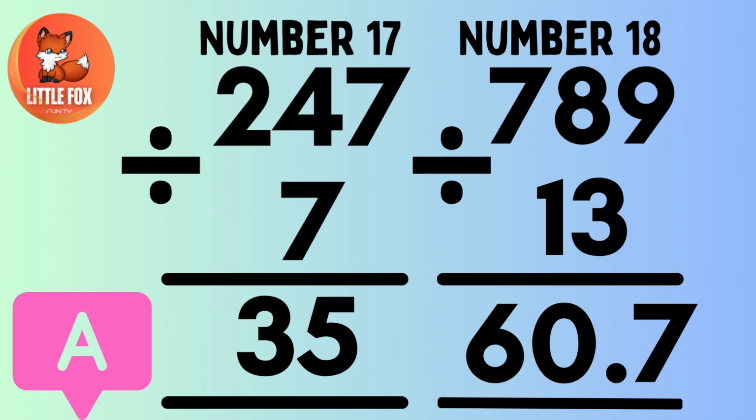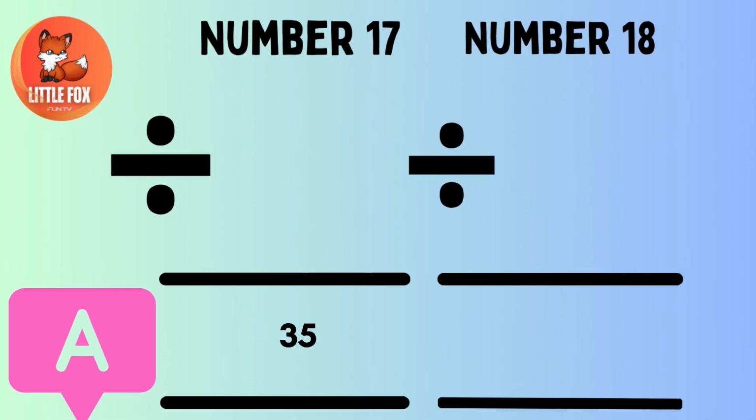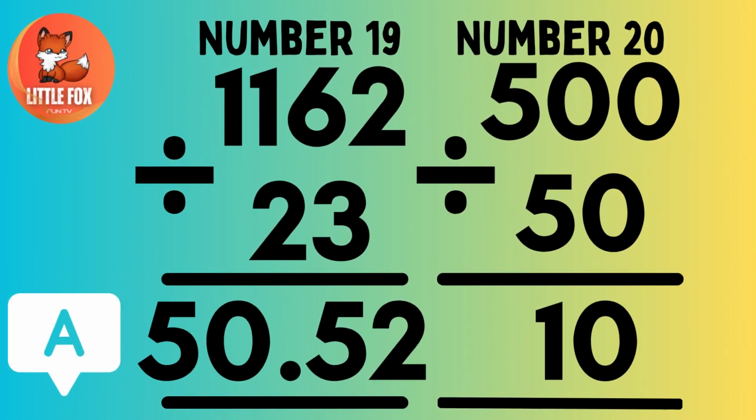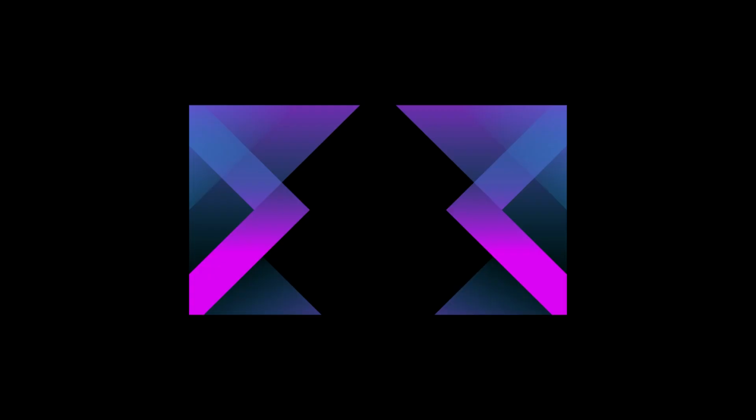Number 18. 789 divided by 13 is equal to 60.7. Number 19. 1162 divided by 23 is equal to 50.52. Number 20. 500 divided by 50 is equal to 50.